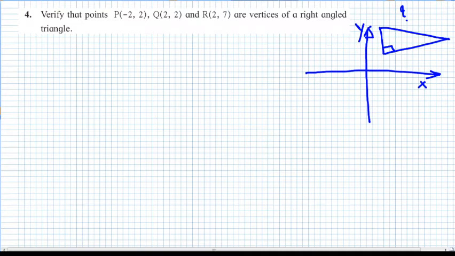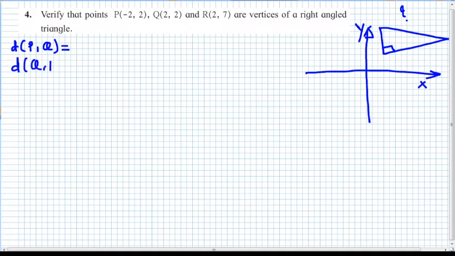So how do we check that, which tools are available and what should we use? What do we have here? We have points P, Q and R. Can we find out distance PQ from the given information? Which formula will we need to use? The distance formula. Same way, can we find out distance QR? Yes, again the distance formula. And can we find out distance PR? Yes, again the distance formula.